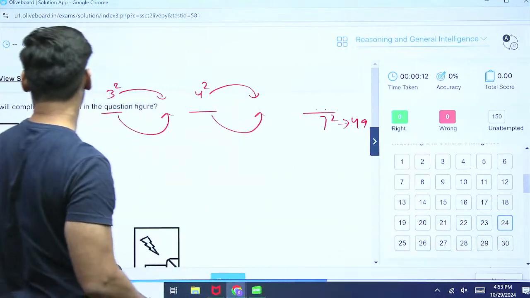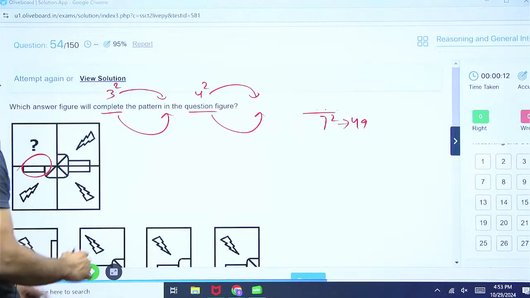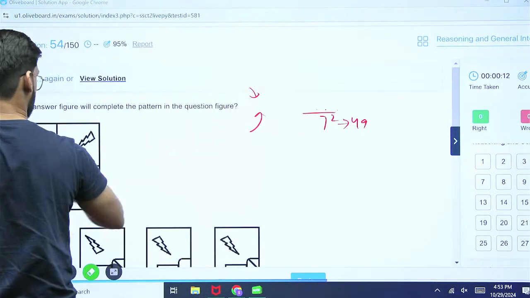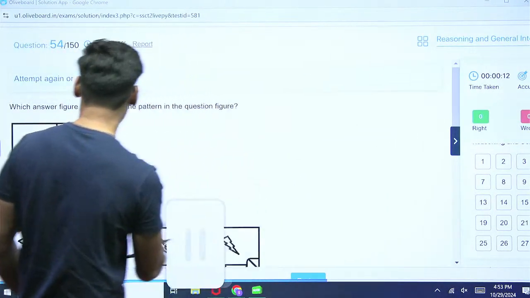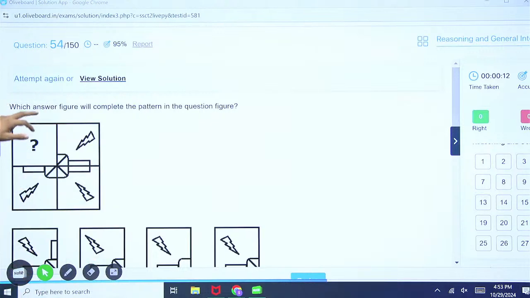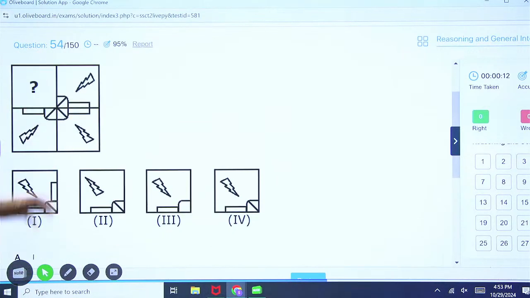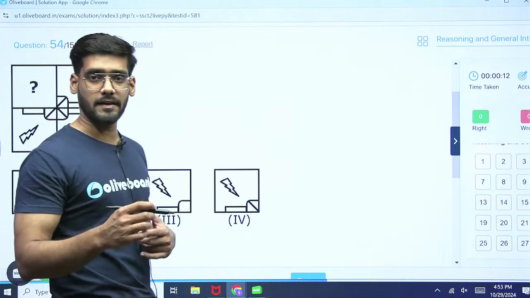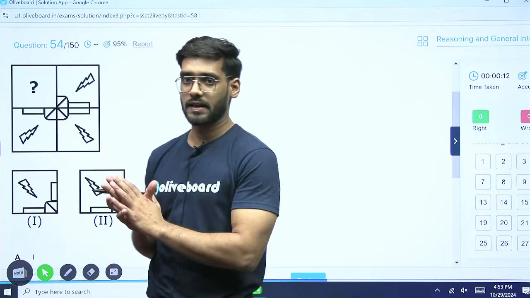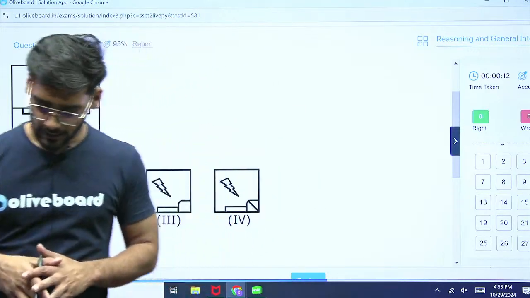24th question on our screen, from the pattern completion again. We need to complete the pattern in this question. What should be the right answer for this question? Let's see.